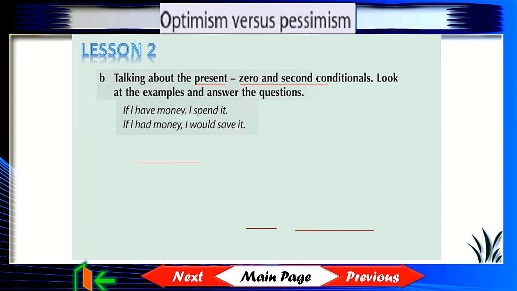Okay, here we have another activity in your books. If I have money, I spend it. Is it the first conditional? No. It's the zero conditional because it's talking about a condition which is always true, a state which is always true for the person who's speaking. And the second one, if I had money, I would save it. Of course, this is the second conditional because it's past here, and then you have would.